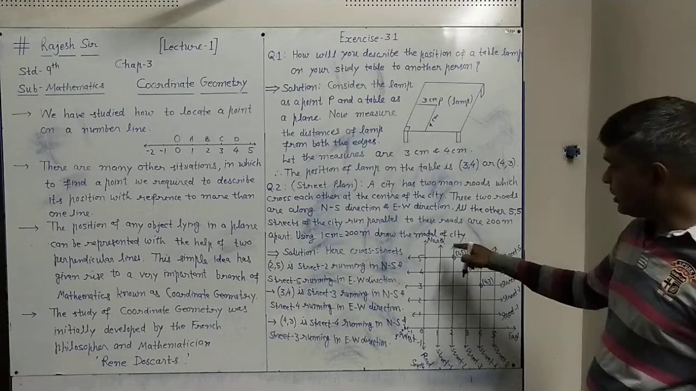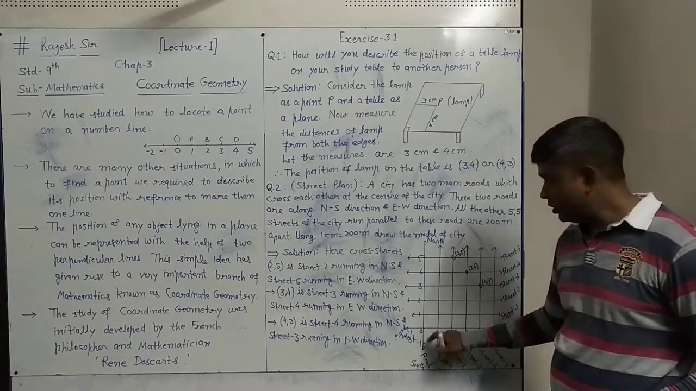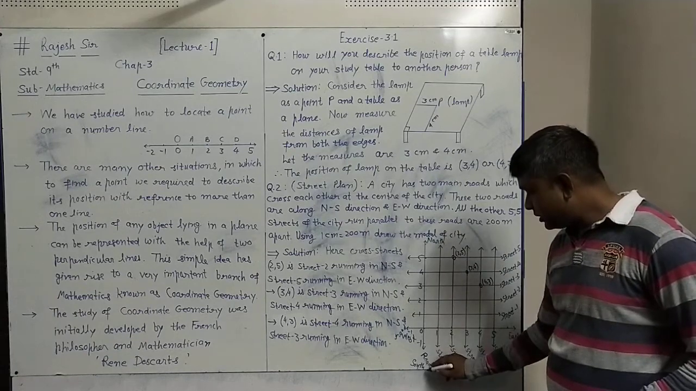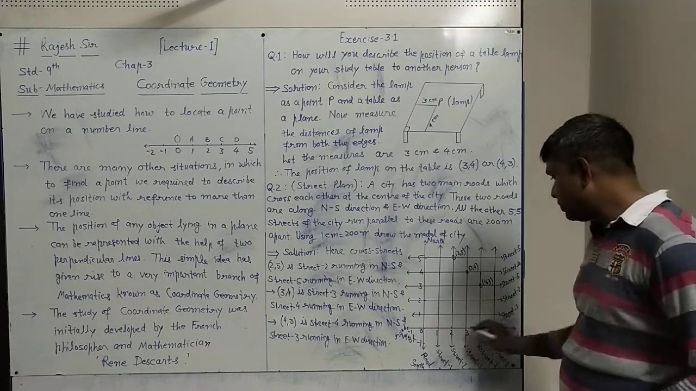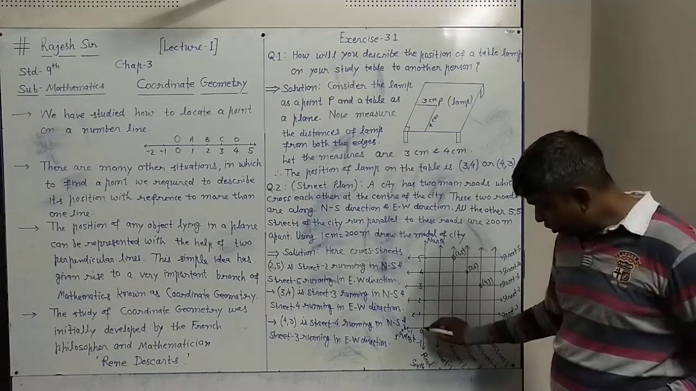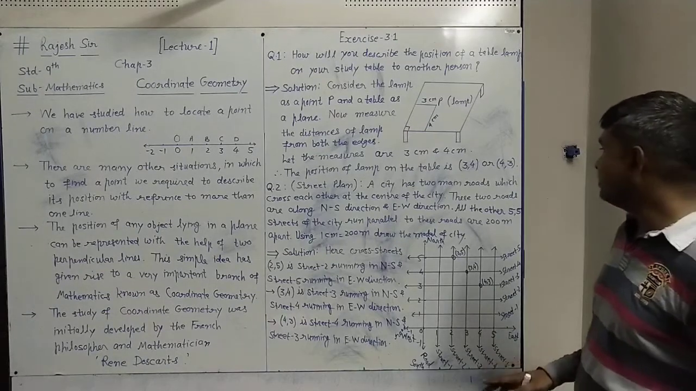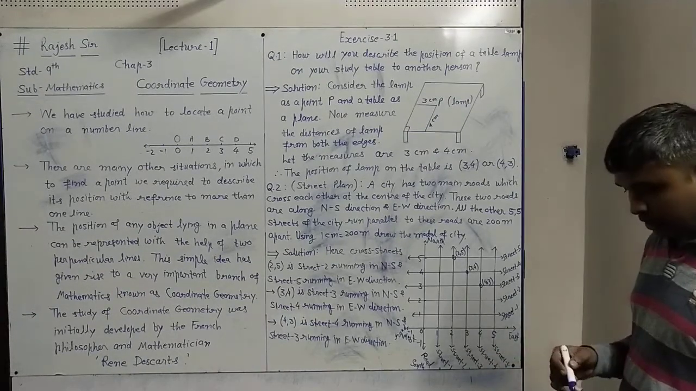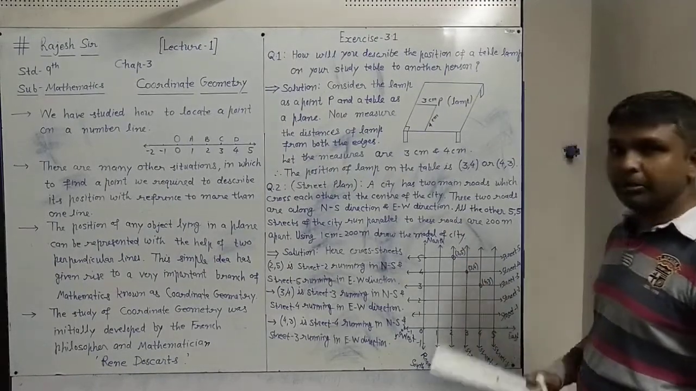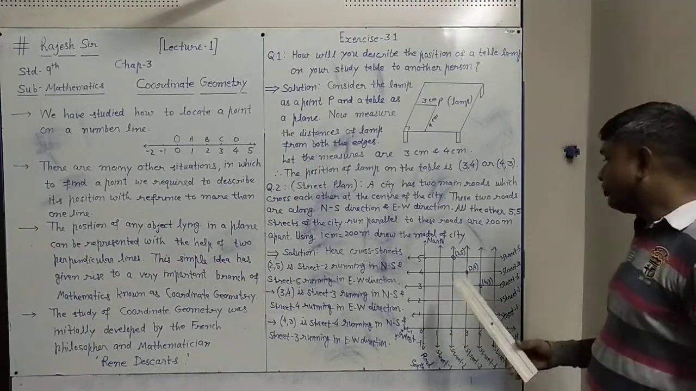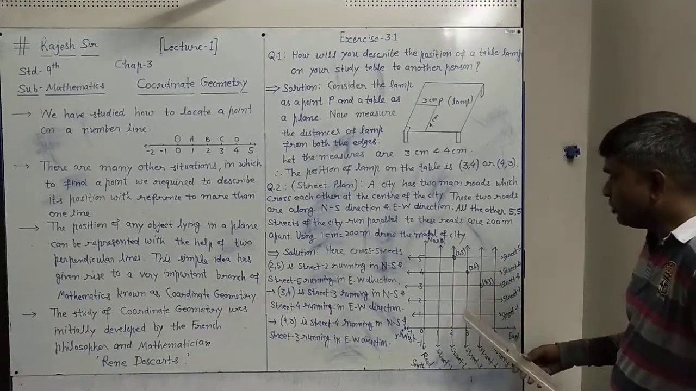So the two roads are at the center of the city, the center of the city is O. So the north-south direction road is this line, and the east-west direction road is this. Both are intersecting each other at the center of the city, and they are perpendicular to each other, right? Because you know north-south and east-west will be perpendicular to each other. Now 5 streets are also there on both the roads, parallel to each.